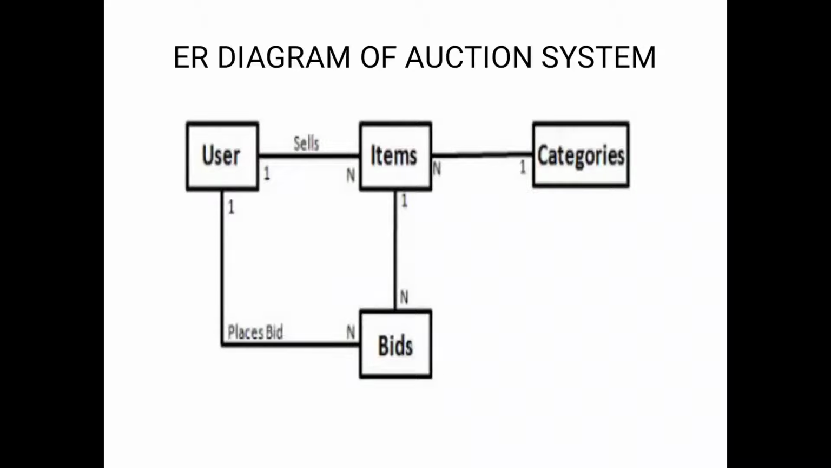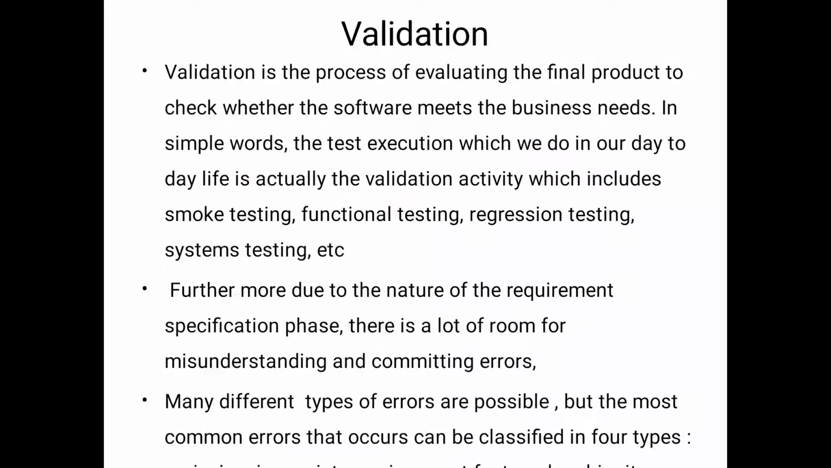Here is one ER diagram of an auction system, or bidding. Here, the user can sell n number of items, n number of items belong to a single category, the user can place n number of bids, or a single item can be bid on n number of times. So, this is the ER diagram of an auction system. This 1 to n, n to 1, 1 to n, 1 to n is the cardinality ratio, and user, items, category, bids are the entities.